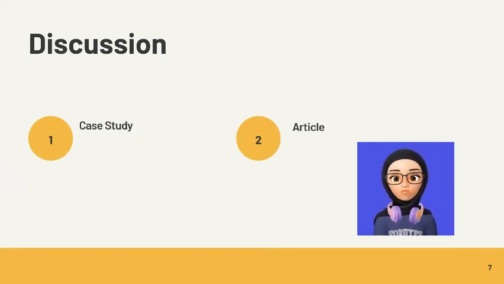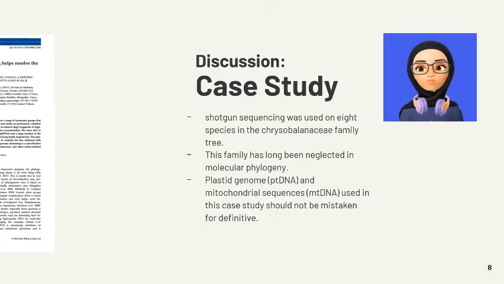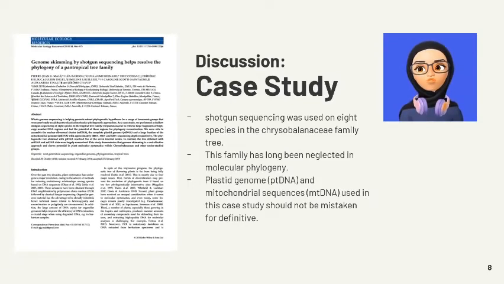Today I want to talk about the case study involving shotgun sequencing that is related to natural resources. For the first point, in the case study, shotgun sequencing was used on 8 species in the Chrysobalanaceae family tree. When they use this method, it can help to detect large fragments of DNA and has the potential to give phylogeny reconstruction.